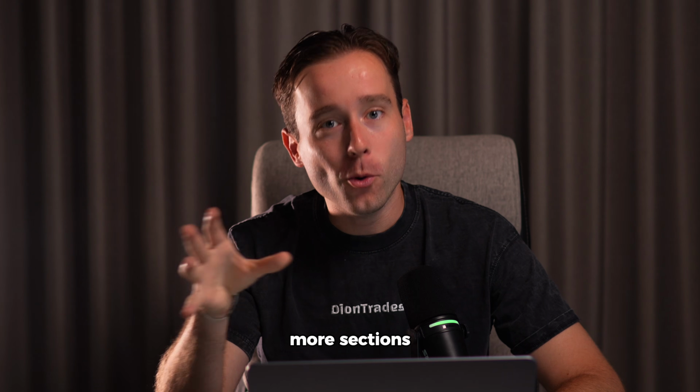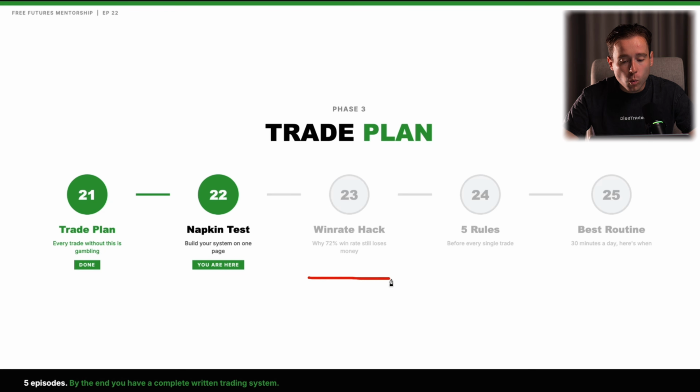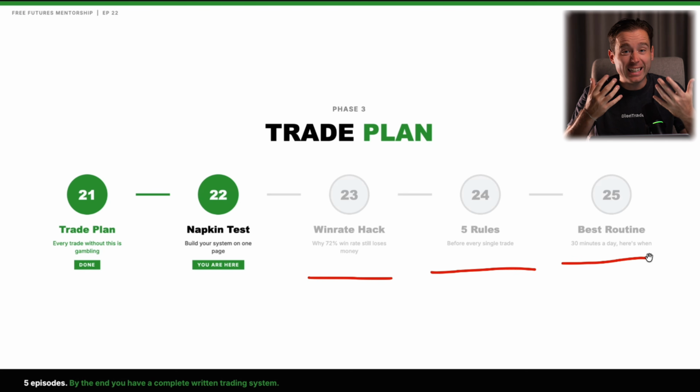But a trade plan has more sections than this. We need to talk about the win rate. We need to talk about the 5 rules before every single trade. And also we need to talk about the actual schedule, because trading needs to fit into your life. Of course, you need to prioritize trading, but it needs to fit with other responsibilities like a job, family, kids, and other things that are also very important in your life. Trading is a vehicle towards freedom, so it needs to fit into your current life.